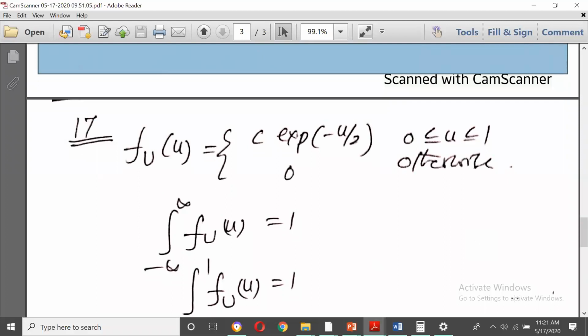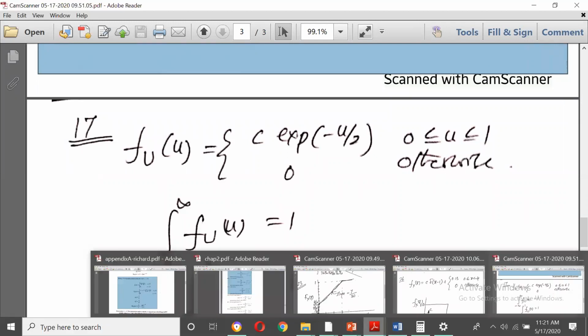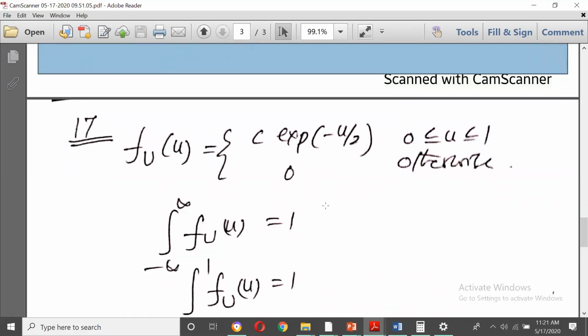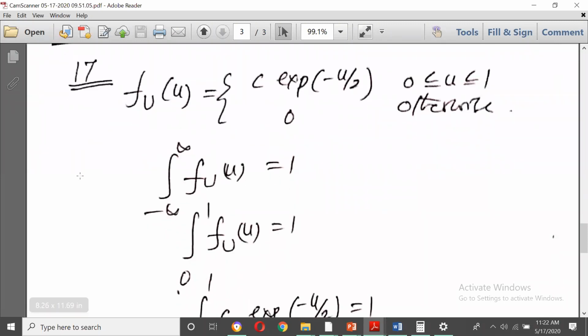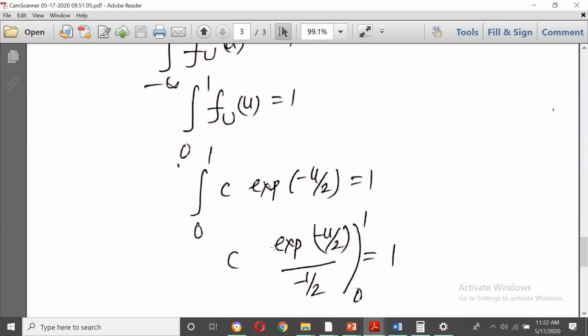17 also you can try to solve and see what is there. So here in 17, what is given to us is f(u) equal to c exponential of minus u by 2. So again, PDF is given. C is to be found. The PDF exists only between 0 to 1. So therefore, again, integral from minus infinity to infinity of f(u) is equal to 1. So 0 to 1, because it exists only between 0 to 1. You need to integrate this.